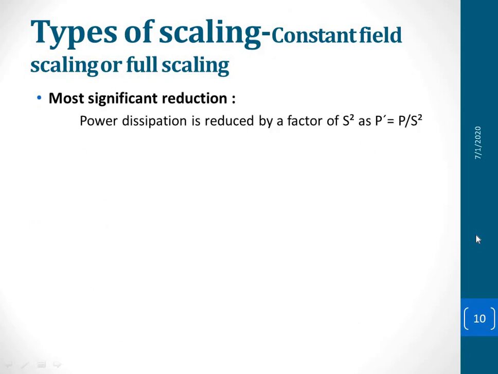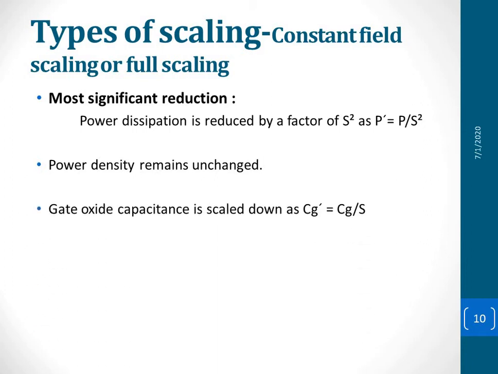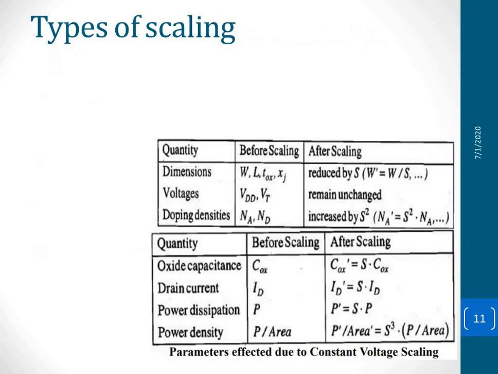So the most significant reduction is power dissipation. It is reduced by factor P by S square. We need to reduce it, and power density remains unchanged. Gate oxide CGS is also scaled down, and overall performance we see that there is an improvement because we are reducing the power dissipation much.